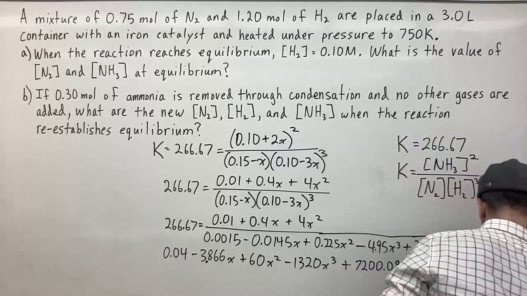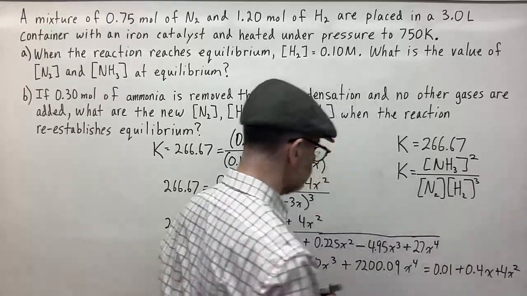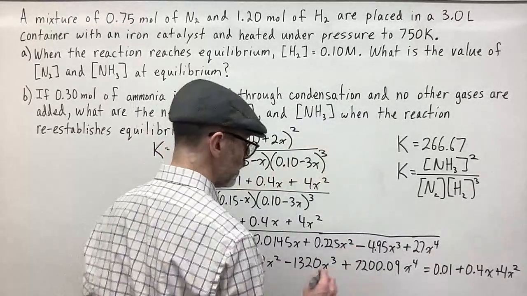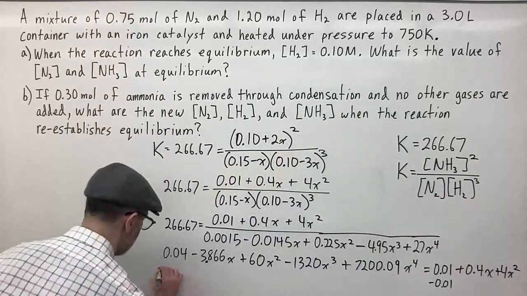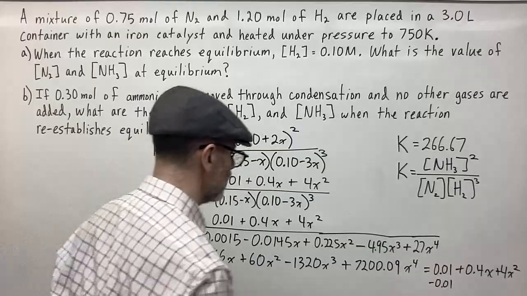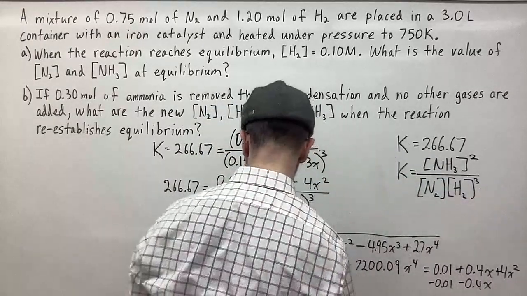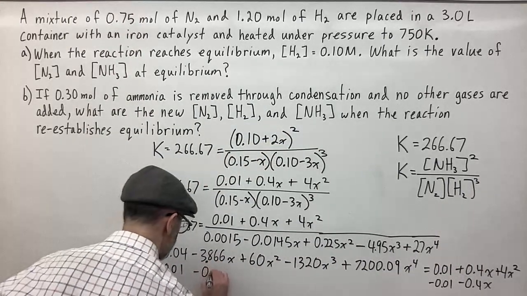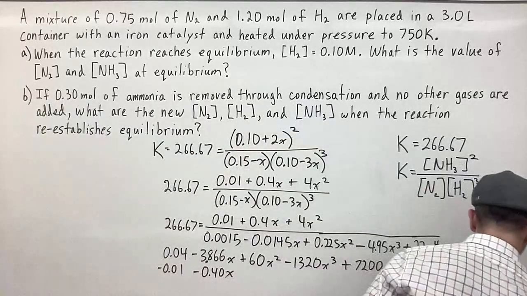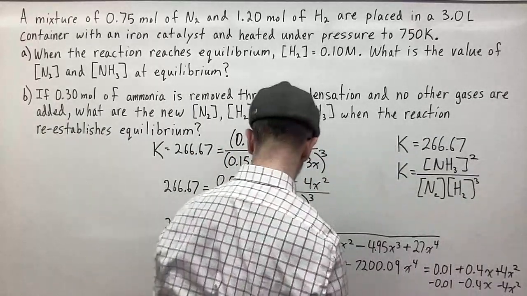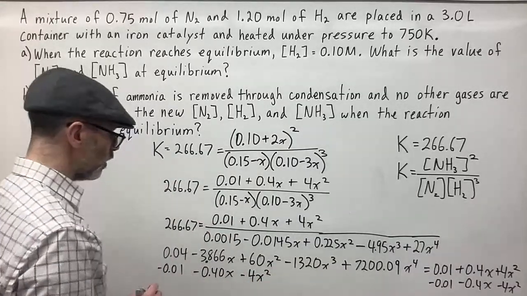Sorry, I have this off the screen, so that should be plus 4x squared. Okay. So now it's minus 0.01 on this side, minus 0.01 on that side. We're going to subtract 0.4x on this side, and we're going to minus 0.40x on that side. And then we're going to subtract 4x squared over here, and we'll subtract 4x squared over there.